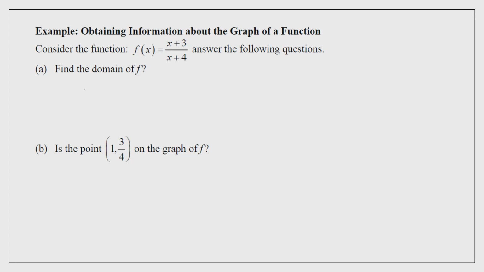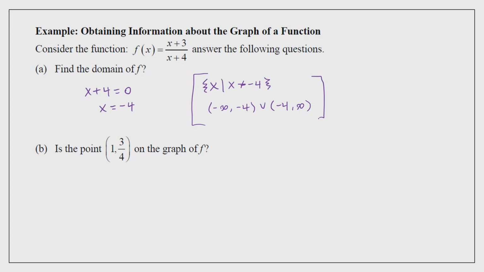Okay, so we need to determine what values of x make the denominator 0. So we'll set x plus 4, which is the denominator, to 0, and solve for x. So x equals -4. So that means the value -4 will make our denominator 0, therefore making our function undefined. So the domain in set notation will be all of the x values except for when x equals -4. In interval notation, it'll be from -infinity to -4 union -4 to infinity. And that would be the domain of f.